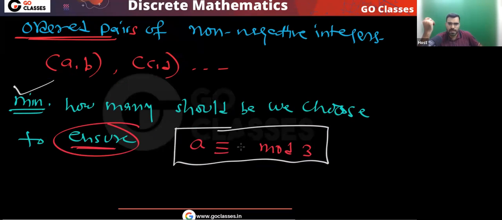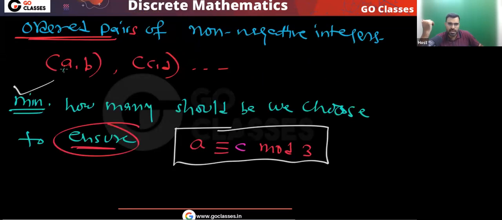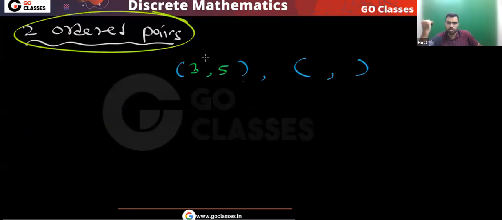this is C. Can you guarantee that A is congruent to C modulo 3 with 2 ordered pairs? If you say that you can guarantee, then I will give you this type of situation where I will make sure that you don't get the same remainder when you divide by 3. For example, I will give you 3, 5. Only this number matters because we only care that A should be congruent to C modulo 3. So I will give you 3 here, because this simply means the remainder is 0. And here I will give you 4.